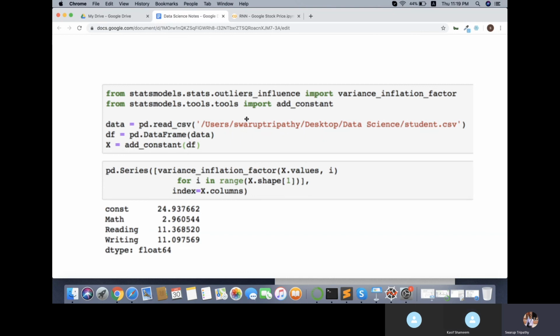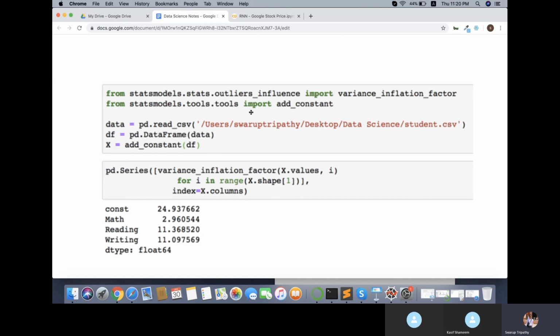Done. Now see here, we are taking the same student data set. The first thing I am using is statsmodels outliers_influence. It is a sub-package in statsmodels in which we have the VIF, variance inflation factor, function. Then I'm using statsmodels.tools, in which we have something called add_constant.